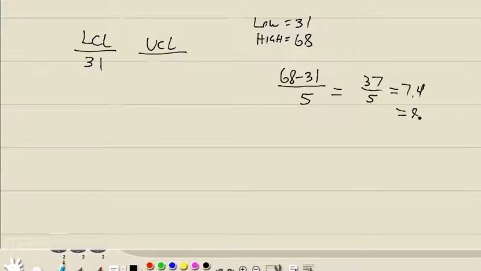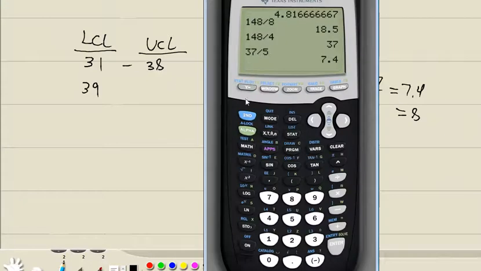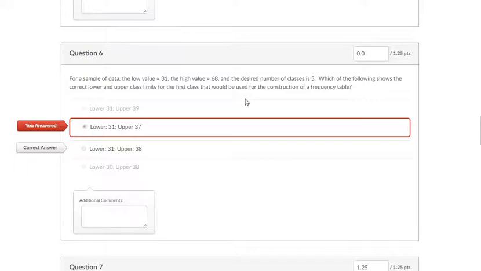And we're going to round up to a convenient number, 8, which means 31 plus 8 means this would be 39. Now, since this one starts at 39, then this one will end at 38. And that's why we got 31 and 38. Probably, if I had to guess what you did, you probably just rounded like normal. But that's how they get their answer.